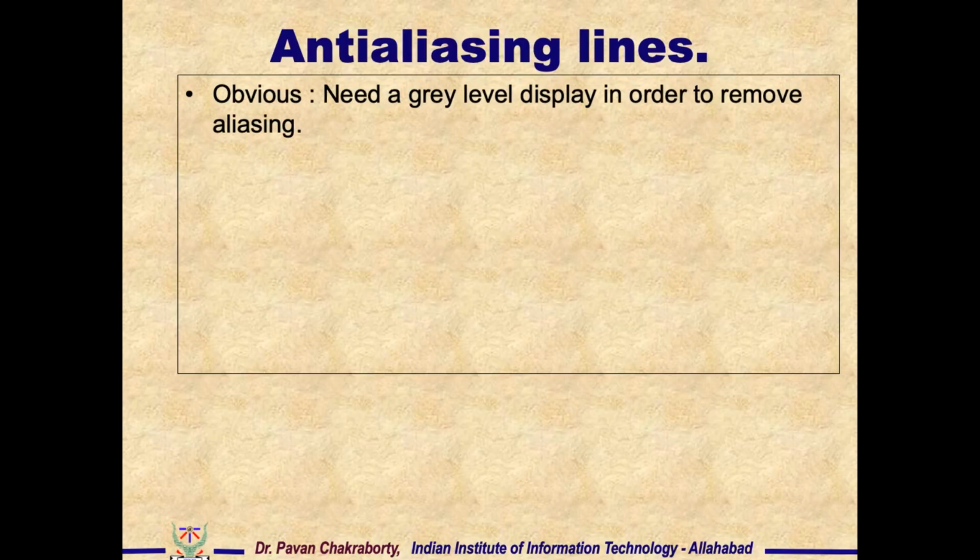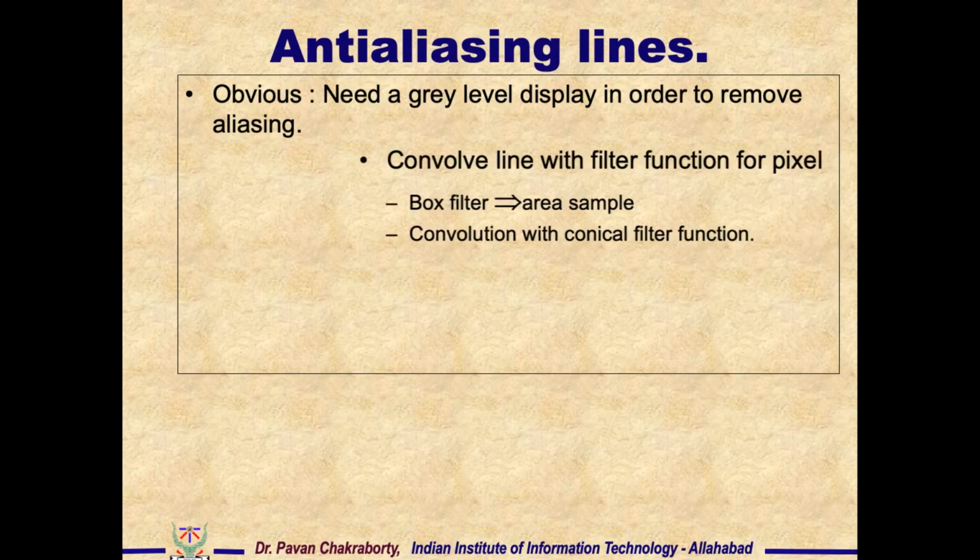Anti-aliasing a line obviously needs a gray level display in order to remove the aliasing. That is, if I have a simple binary display, it will not work. I need a shade of intensity, and therefore I need a gray level display system. So it could be an 8-bit display system.